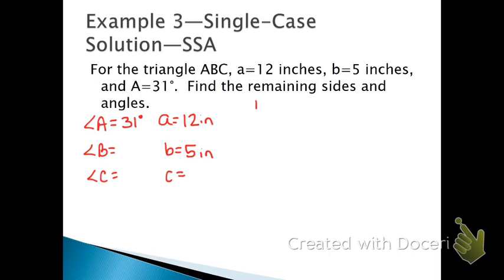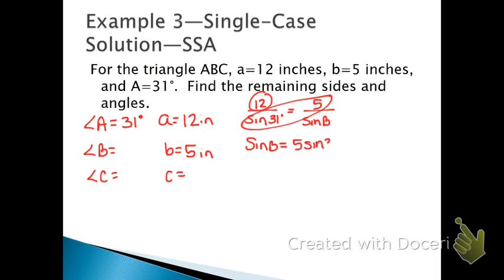So we've got 12 over sine of 31 degrees equals 5 over sine of, we don't know B, so just put B there. Make sure you have the sine of B though, okay? That cross multiplies. We're going to cross multiply and divide. So we end up with sine of angle B equals 5 sine 31, which is 2.575, over 12. Now you could go ahead and type that 5 sine of 31 degrees over 12 in your calculator if you want to, but I'm going to wait.